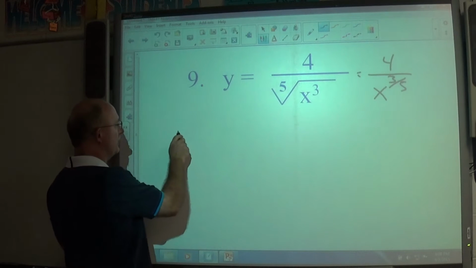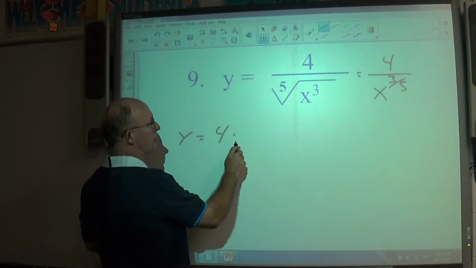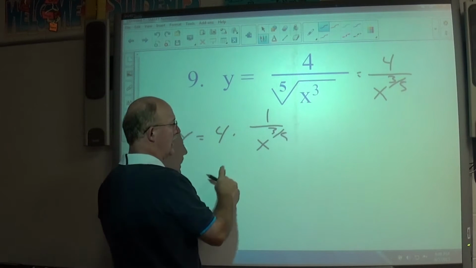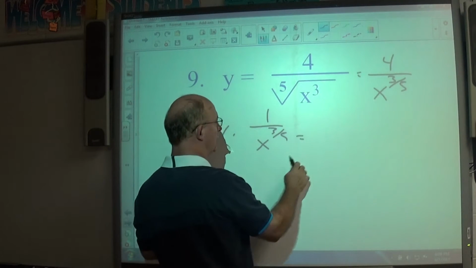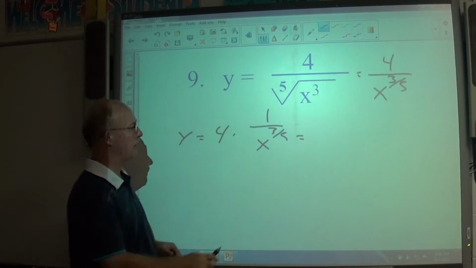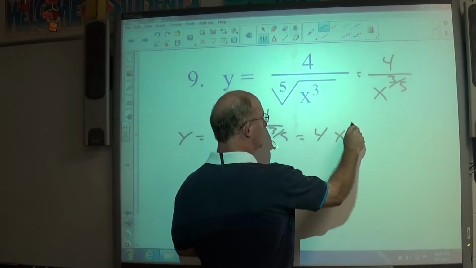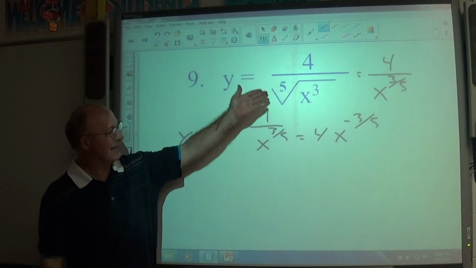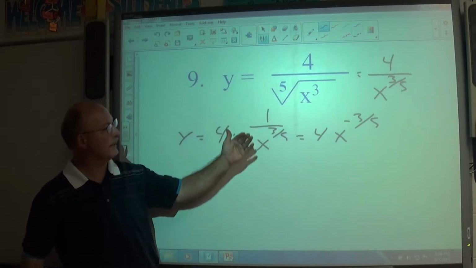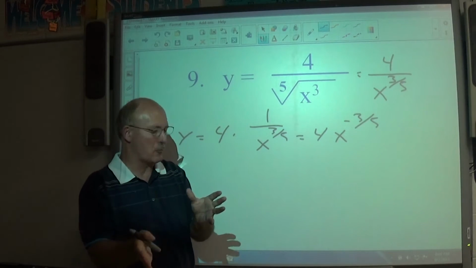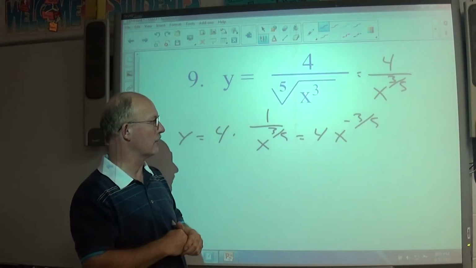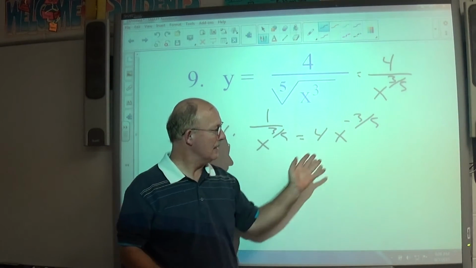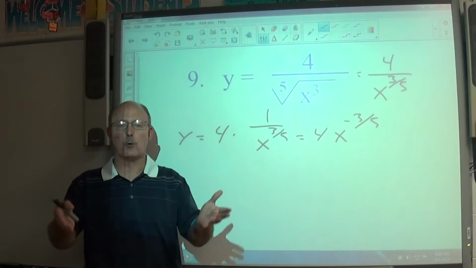Now let's pull the 4 off, and this becomes y equals 4 times 1 over x to the 3/5, right? And then 1 over x to the 3/5 is the same thing as x to the negative 3/5 power. So this is 4x to the negative 3/5 power. Okay, so really with a problem like this, it's basically just a matter of rewriting it. So it's no longer written in radical form, but rational exponent form, right? And then we're going to rewrite it with the negative exponent here. So now it's ready to use the general power rule.